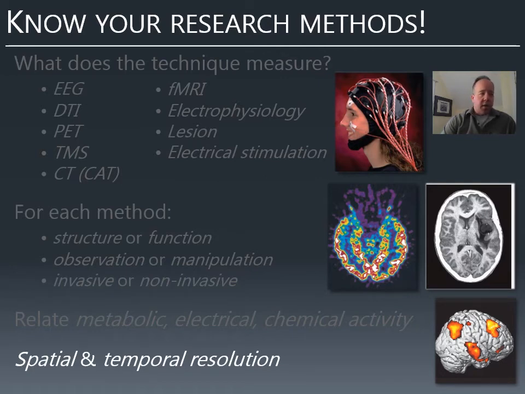You have an area the size of a silver dollar, as opposed to something like electrophysiology, which also has very fine temporal resolution, but also very fine spatial resolution. You're measuring a single neuron. You can only measure one at once, which is why you may not want to use electrophysiology, but you have a lot of detail about that neuron.